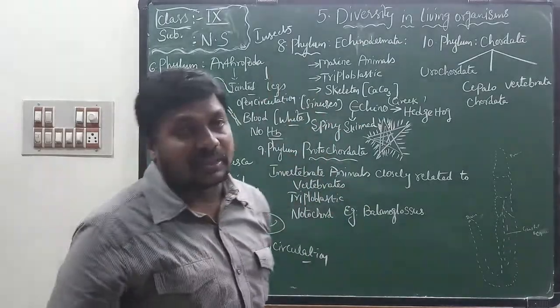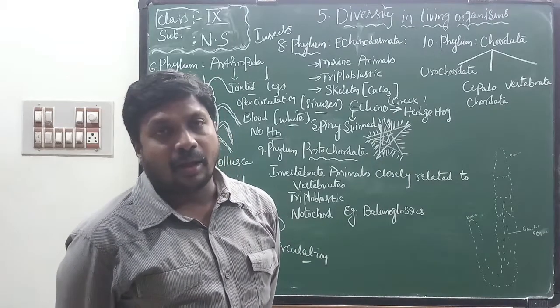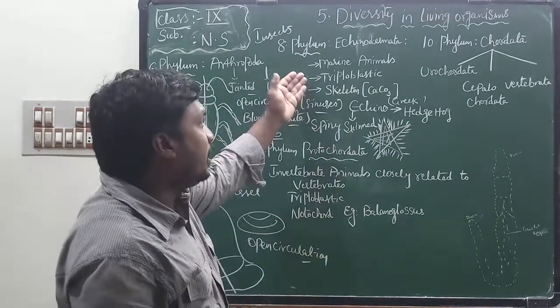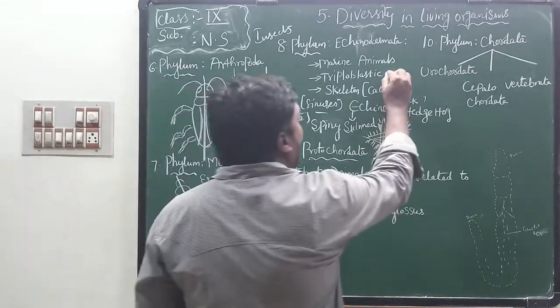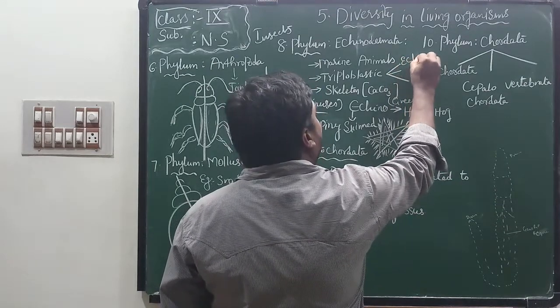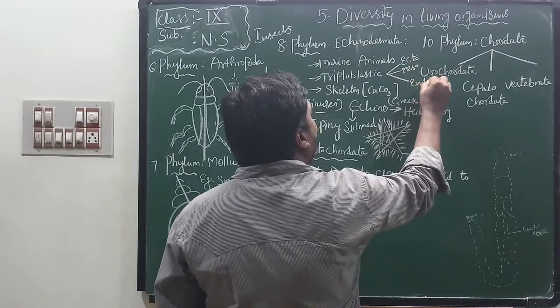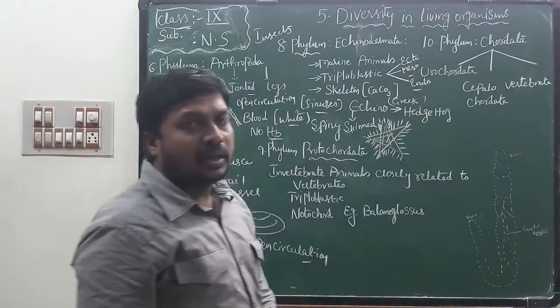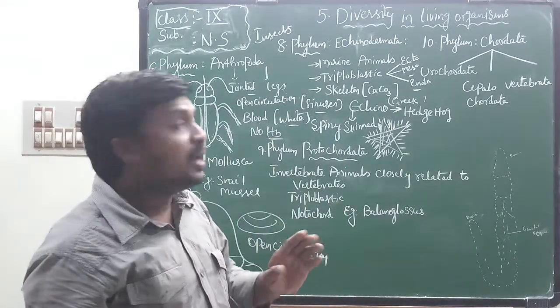Marine animals, they live in seawater or salt water. And triploblastic. They have 3 layers in their body. What are the 3 layers? The 3 layers are ectoderm, mesoderm and endoderm.